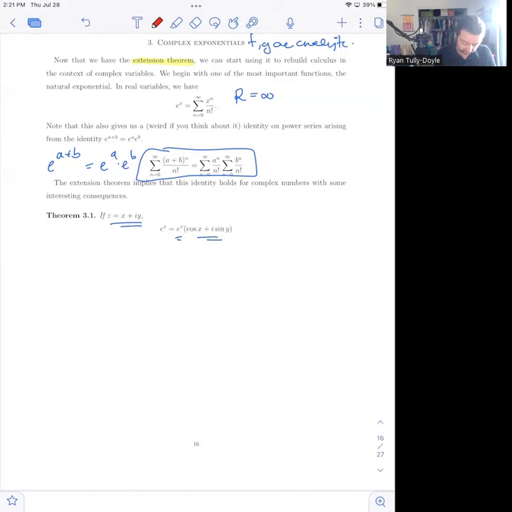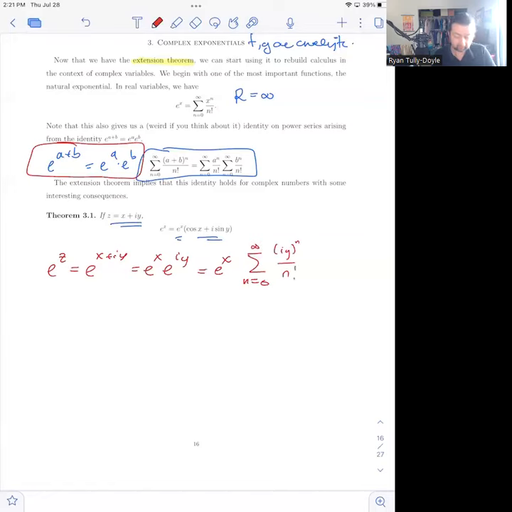The way that you show this is you use the identity that we just asserted must hold for complex numbers by the extension theorem. So you write e to the z is e to the x plus iy, which splits into e to the x times e to the iy. Now I'm not going to evaluate e to the x in a power series, but I am going to evaluate e to the iy. So I'm going to take e to the x and leave it alone. e to the iy, I can view as the evaluated power series, the sum of (iy) to the n over n factorial.